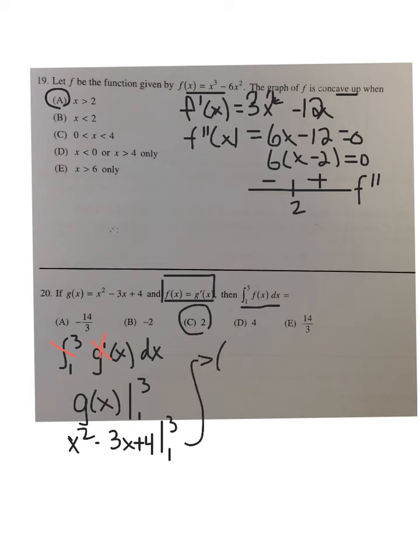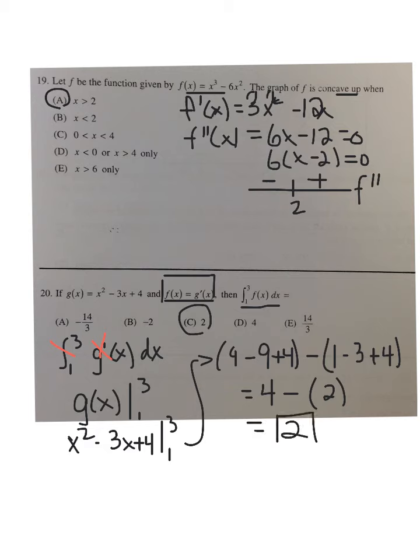All right, so I'm going to do the 3 first. So 3 squared is going to be 9 minus 3 times 3, which is 9 plus 4, right? Minus, and now let me plug in the 1. So that's going to give me 1 minus 3 plus 4. Well, in the parentheses on the left, I have 4. And in the parentheses on the right, I have 2. And if you work that out, that is 2, which is choice C.